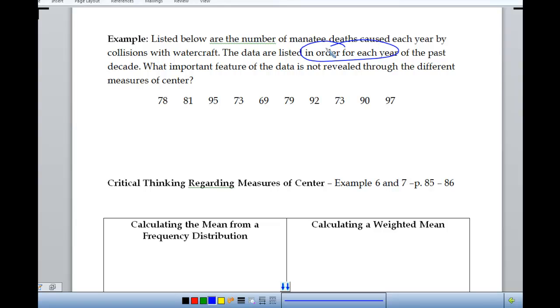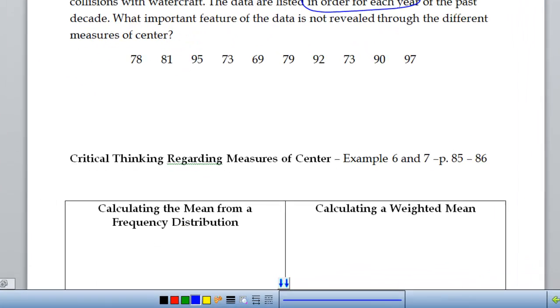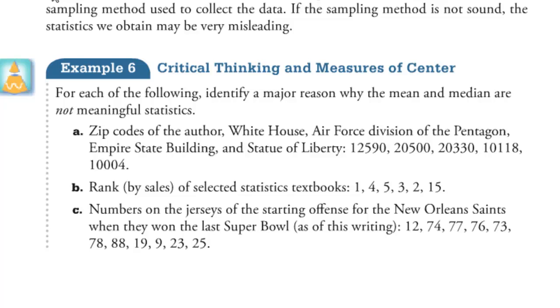Okay, they also have some additional critical examples regarding the measures of center. They had 2 really good examples. Just because we see digits doesn't mean we should calculate a mean. So in this example 6, it says, for each of the following, identify a major reason why the mean and median are not meaningful statistics. So here in A, it's zip codes of the author, White House, Air Force Division of the Pentagon, Empire State Building, and Statue of Liberty. Why would we not calculate a mean or a median for that?